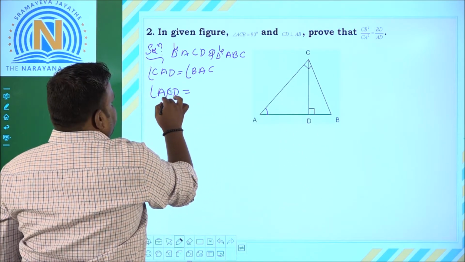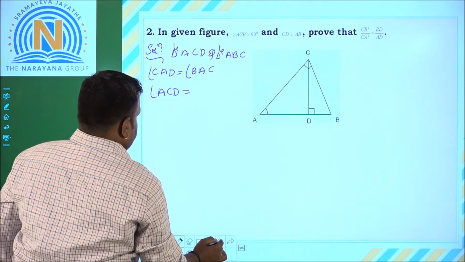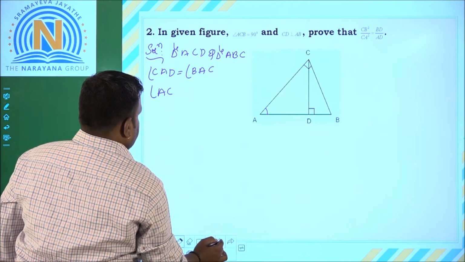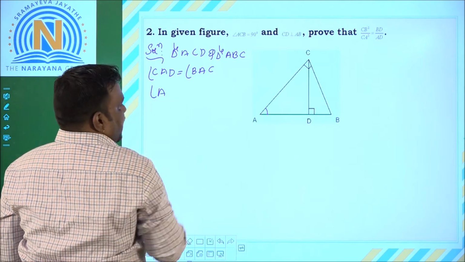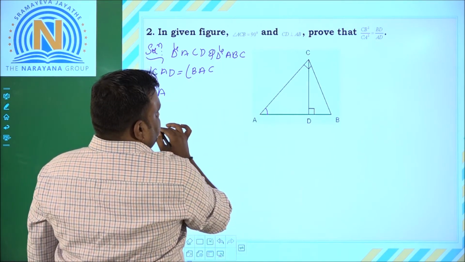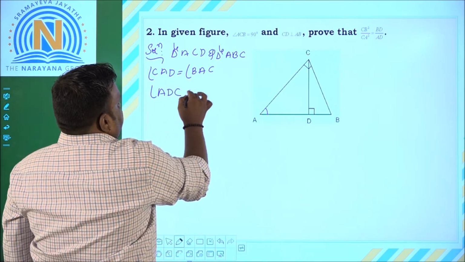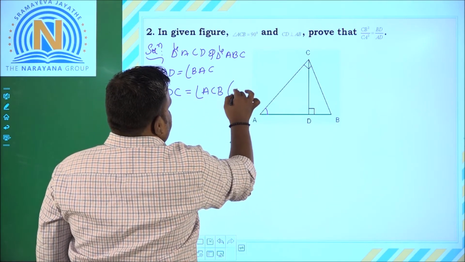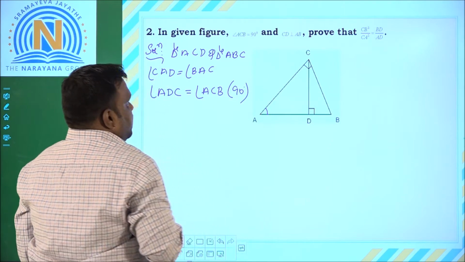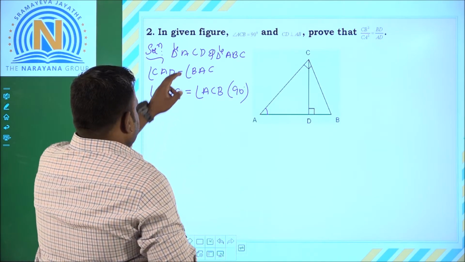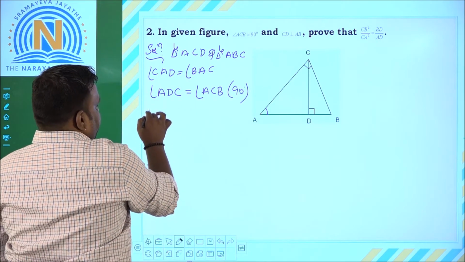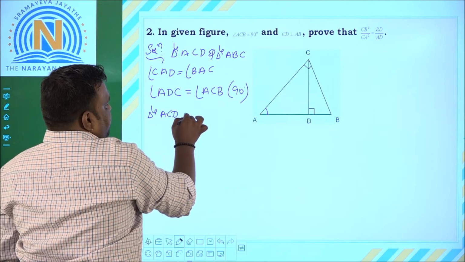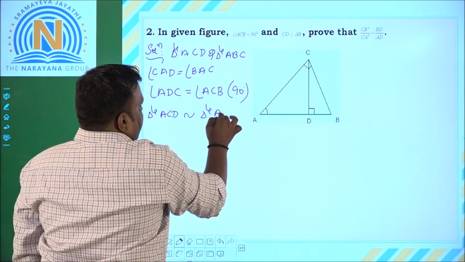Angle ADC, right? Angle ADC is equal to angle ACB. Both the cases it is 90 degrees, right? So now in this case, according to AA similarity criteria, we can write triangle ACD similar to triangle ABC.